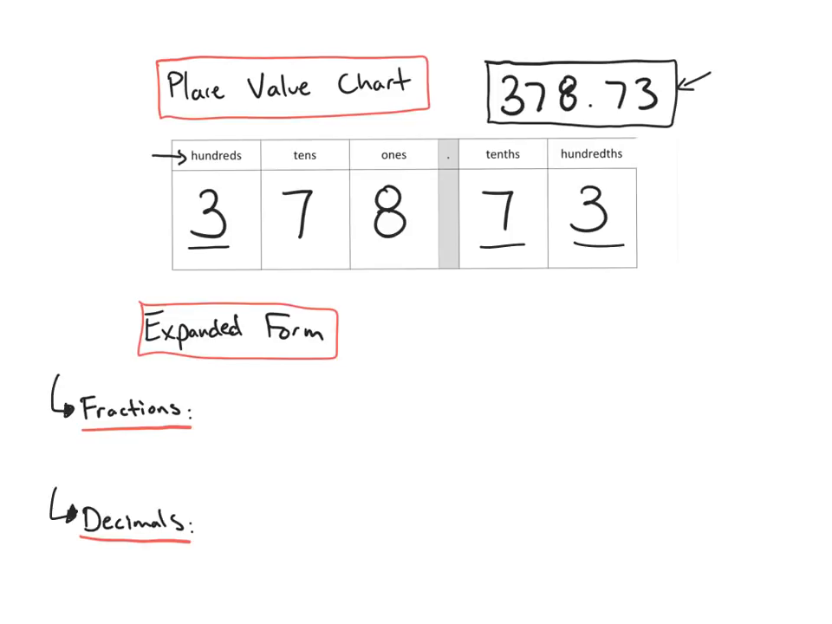I'm going to get started by doing the fractions representation first. In order to do this, I'm going to take the number of hundreds I have and multiply it by the value of that place value. So the hundreds place is worth 100, and I'm going to put those two in parentheses. Then I'm going to add the number in the tens place, 7, multiplied by the value of the tens place, which is 10.